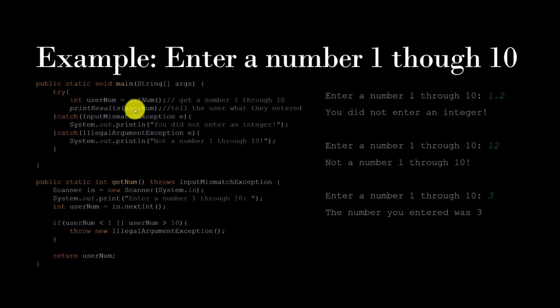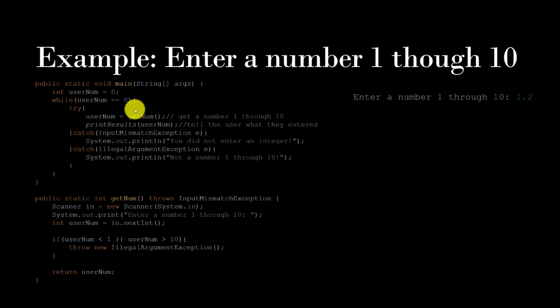Now, this is all great and all, but let's say that I want to keep prompting the user for a value until they enter 1 through 10, excuse me. Here's what I did: I modified my main method so that I had a loop. First of all, I declared and initialized the user num outside of the try block and had it equal to 0. While it's equal to 0, it's going to continue on in this loop.